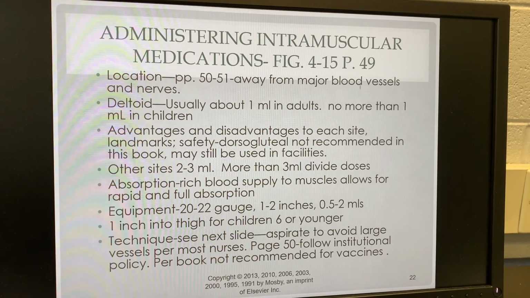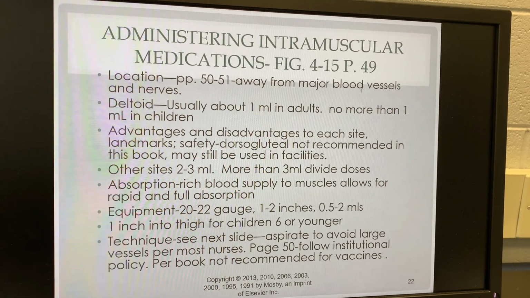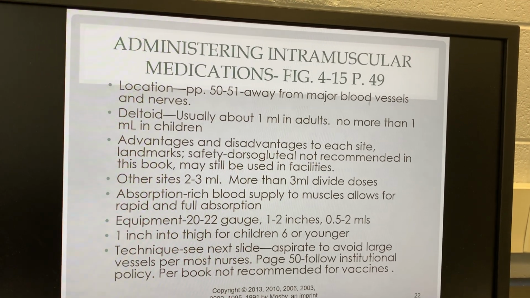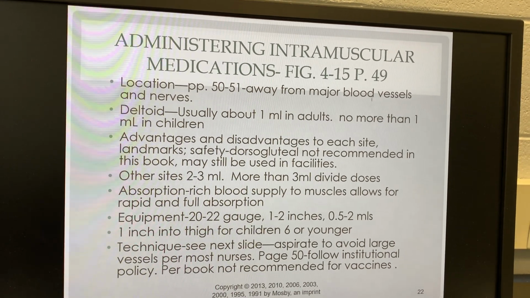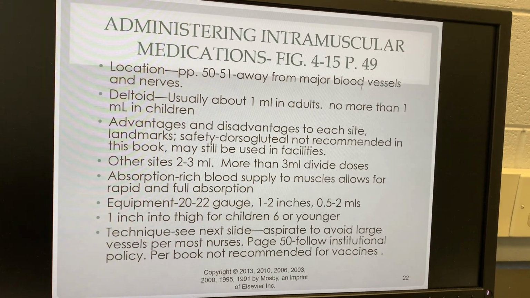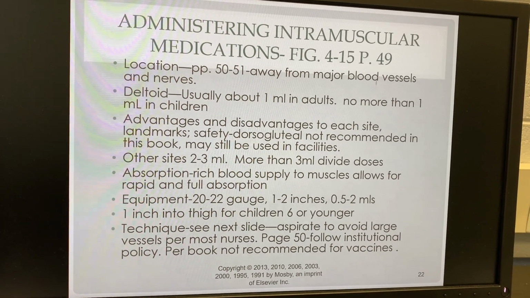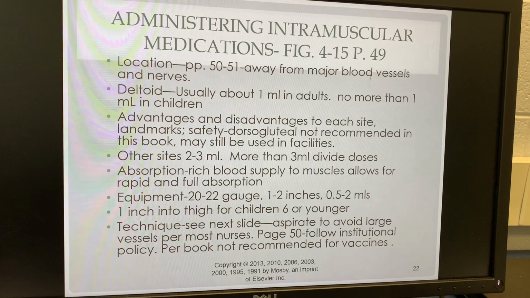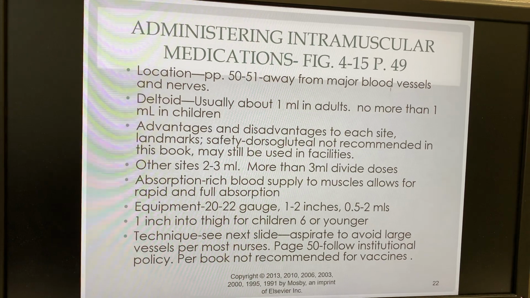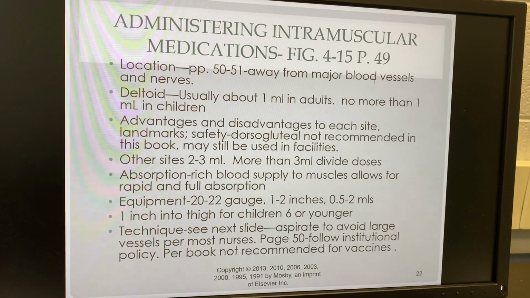Now, in our textbook, the dorsogluteal, which is just the butt, a shot in the butt, is not recommended in this book because it's close to major blood vessels and close to the sciatic nerve. Now, it's not close if you pick your landmarks correctly, but an untrained nurse or somebody who did not pay attention, didn't listen to lectures, didn't read the material, and was absent the day of injection lab could do a lot of damage.